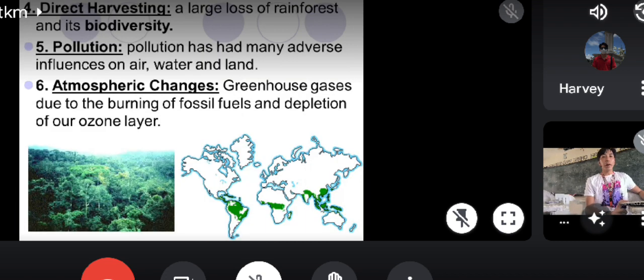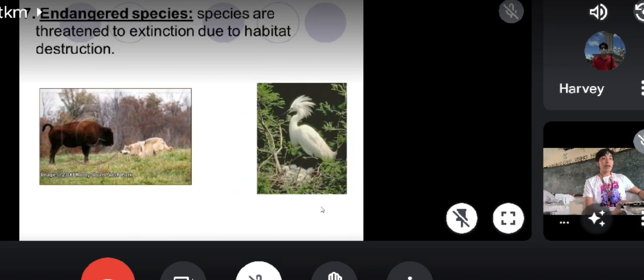Number four, direct harvesting, which causes a large loss of marine forests and their biodiversity. Number five is pollution. Pollution has many adverse influences on air, water, and land. Number six is atmospheric changes: greenhouse gases due to the burning of fossil fuels and depletion of our ozone layer. Seven, endangered species. These are species that are threatened with extinction due to habitat destruction.